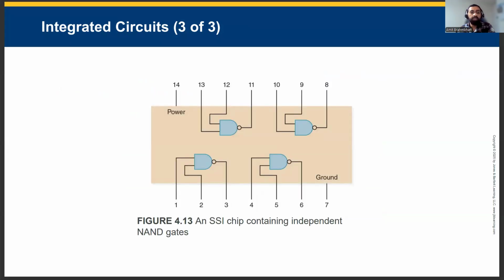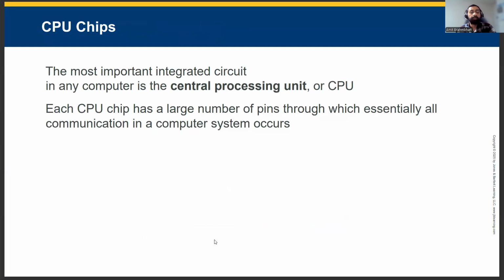Here is an example SSI chip that contains several independent NAND gates in one package. Designers use these building block ICs to prototype or to implement simple logic functions, wiring the pins to form larger behaviors. The same idea scales to complex system-on-chip devices.